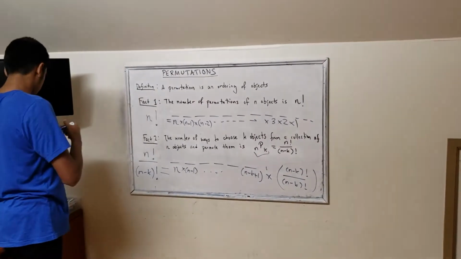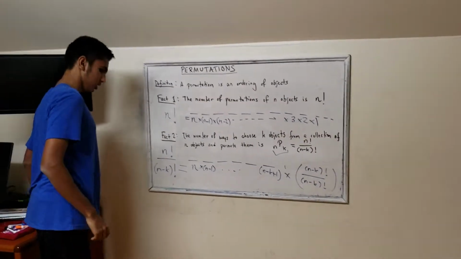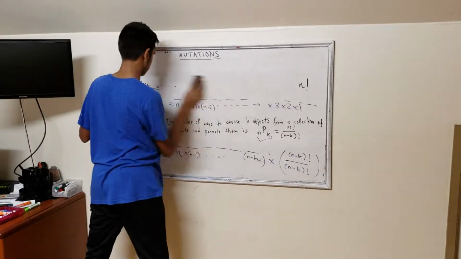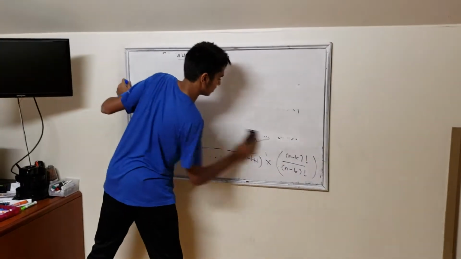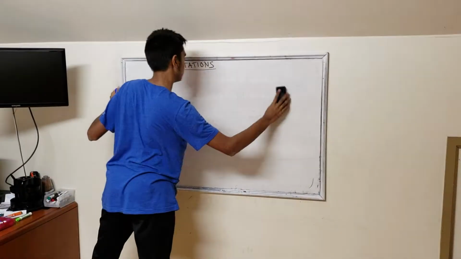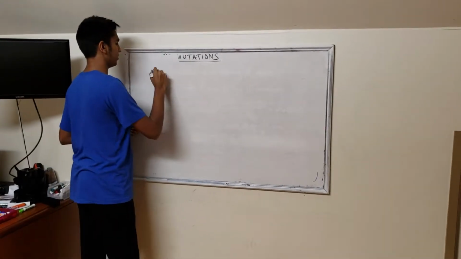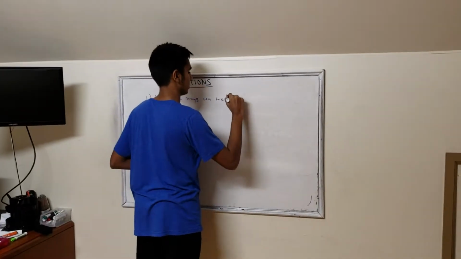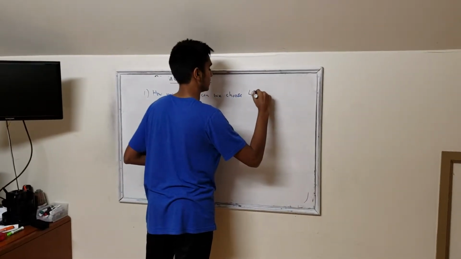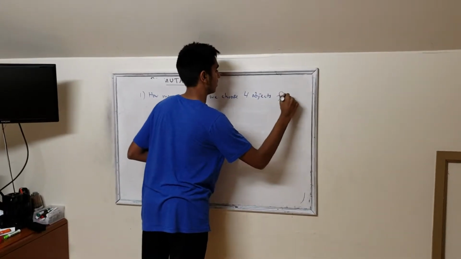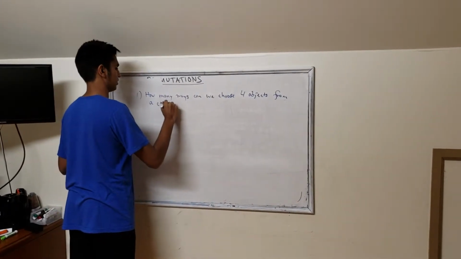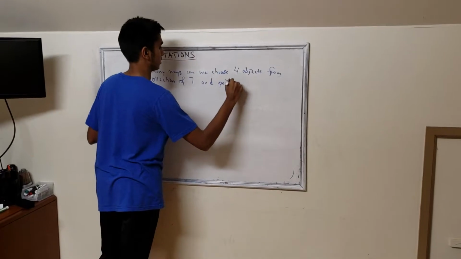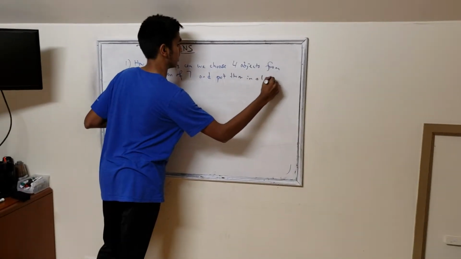So now let's do a simple problem. How many ways can we choose 3 objects from a collection of 7 and put them in a line where order matters?